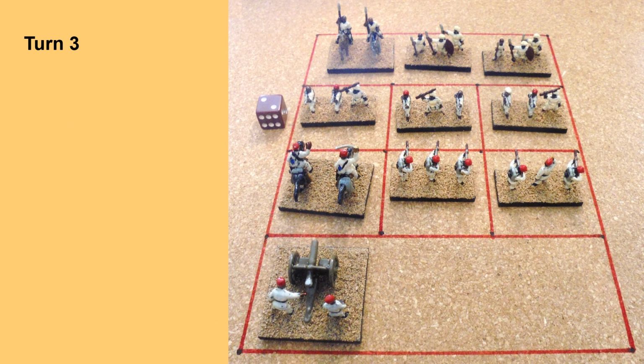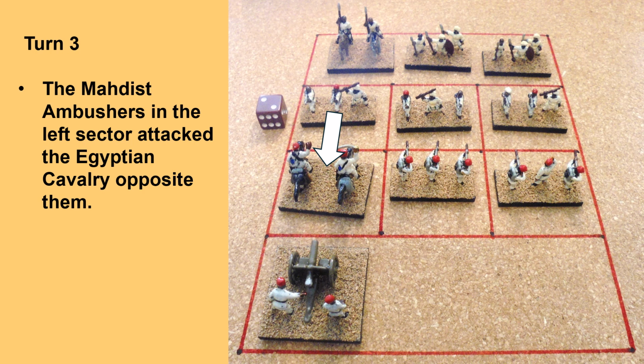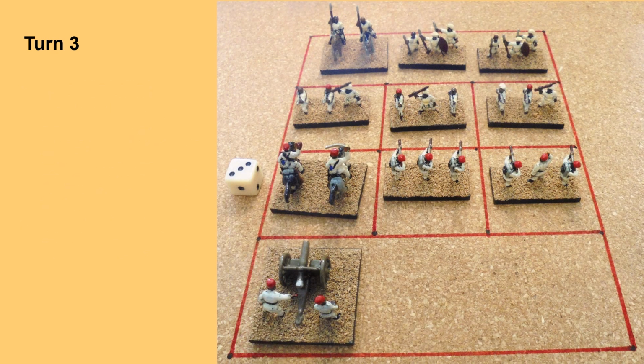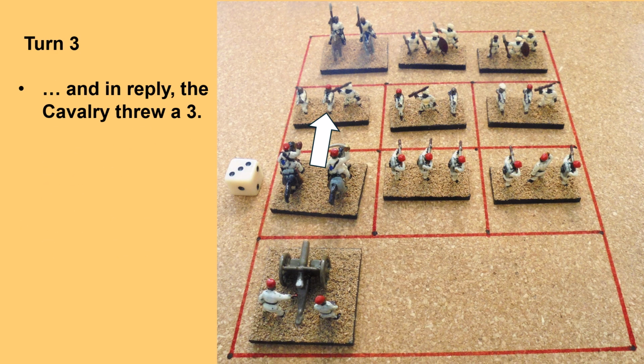The third turn saw the ambushers in the left sector attack the cavalry opposite them. They threw a 2. In reply, the cavalry threw a 3, and this fighting was also inconclusive.